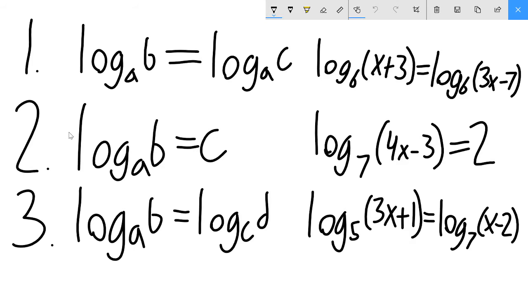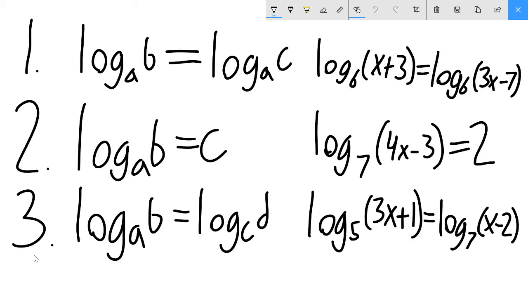And then, the second type of logarithmic equation, which I'm also going to be teaching you in this video, is where there's a logarithm of any base, and b can be at really any value, and c is an integer. It could be a variable, but we're going to stick to it being an integer just to make this concept simpler. So as you can see, there's a logarithm on base 7, which has the value b is 4x minus 3, and it's equivalent to the integer 2.